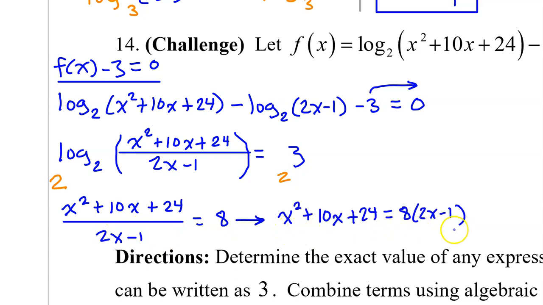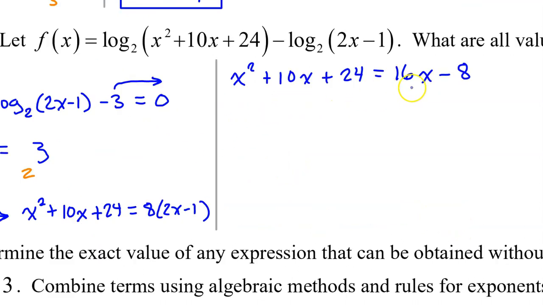So now we have this. Let's distribute the 8. Now we have this. Subtracting 16x from both sides gives us x squared minus 6x. Then adding 8 to both sides gives us plus 32 is equal to 0.